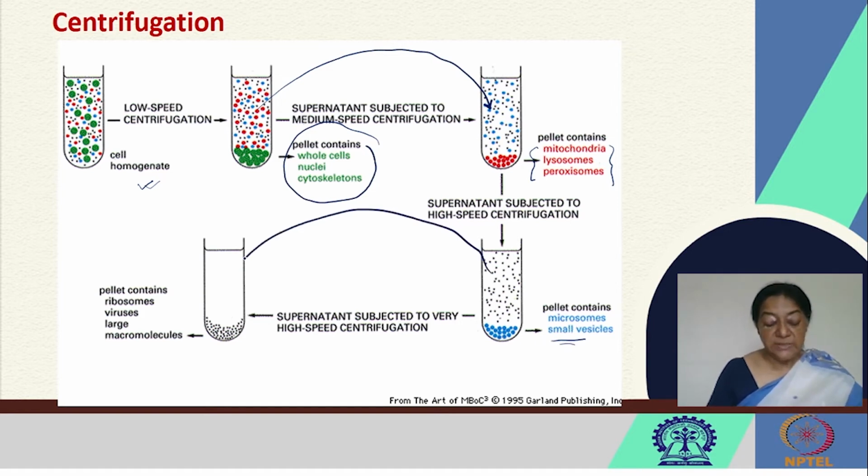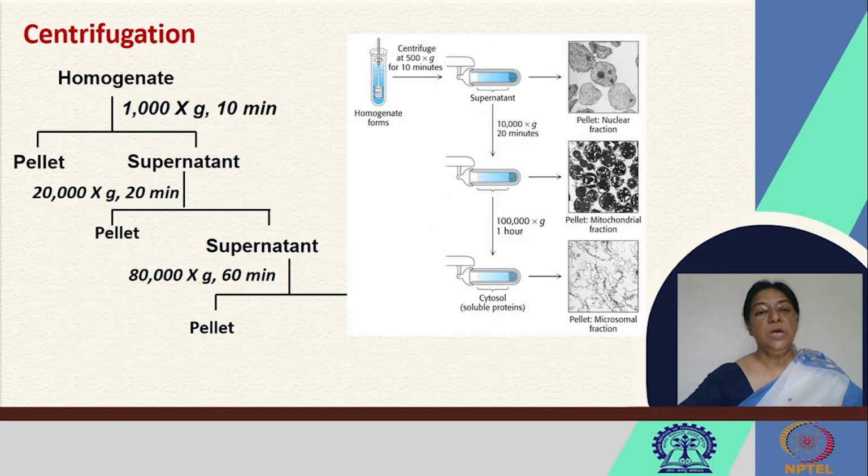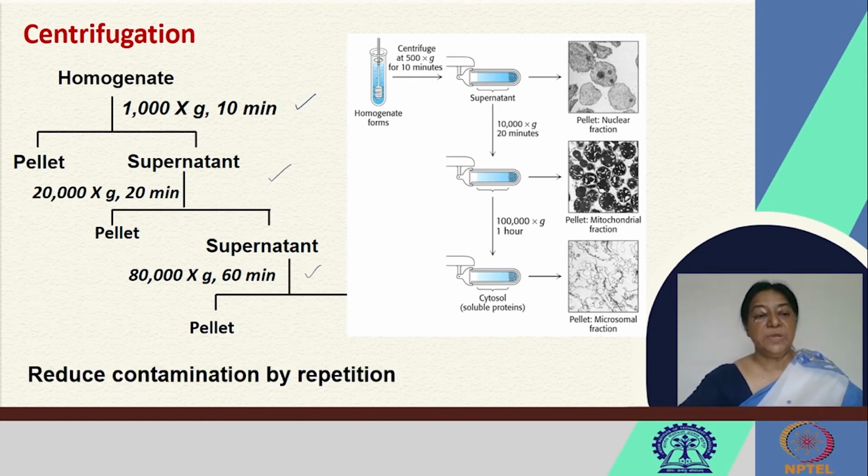This supernatant subjected to even higher speeds can give us large macromolecules and viruses. Again, we choose the supernatant or the pellet depending upon our interest. So the method is that we have a homogenate, low speed, medium speed, high speed to get to our specific compound or specific molecule of interest.